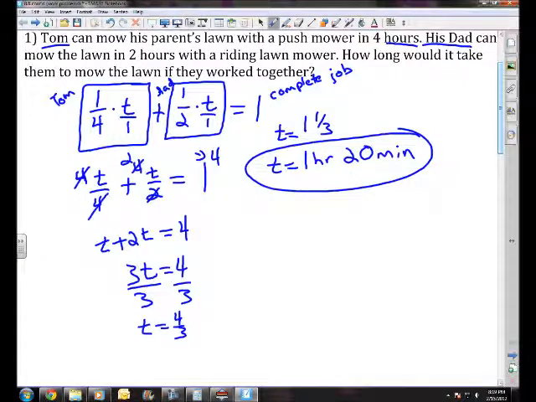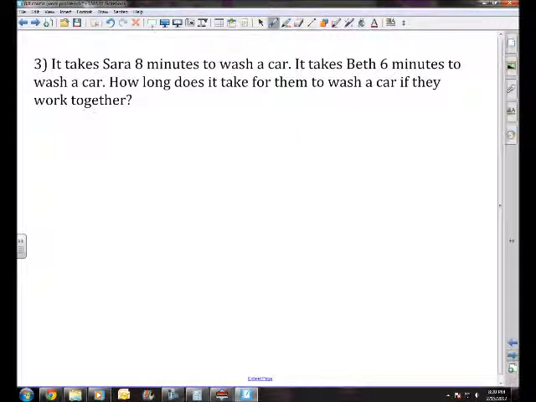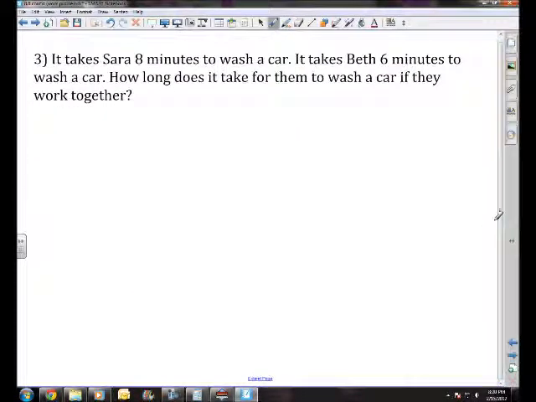All right, let's look at a similar problem. I'm going to skip this one for now. We'll go on to this one. We'll come back to that. If it takes Sarah 8 minutes to wash a car, it takes Beth 6 minutes to wash a car. How long does it take for them to wash a car if they work together?